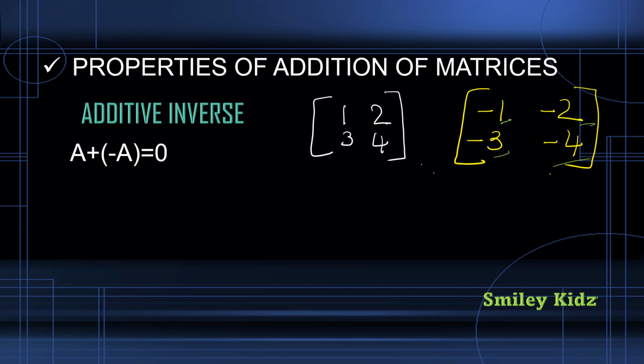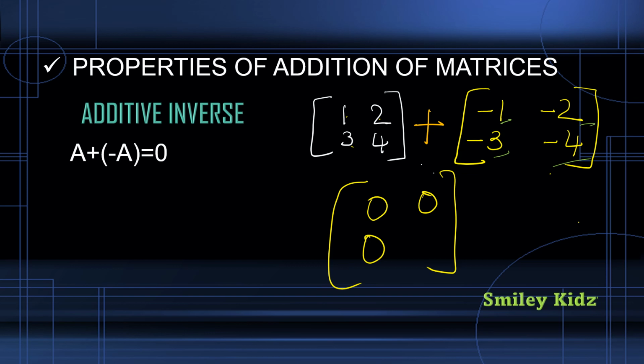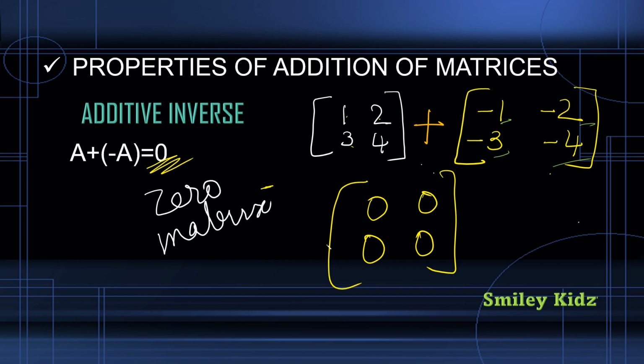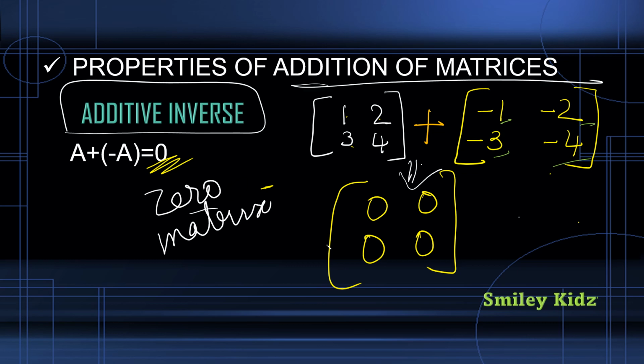Now this property says if you add A and the inverse of A, then they'll be equal to 0. Let's see how. 1 plus minus 1 will give you 0, isn't it? 2 plus minus 2 will give you 0. 3 plus minus 3 will give you 0 again. 4 plus minus 4 will give you 0. So here 0 does not mean simply 0. It is the zero matrix. So this is going to be your result. This is the additive inverse of addition of matrices.